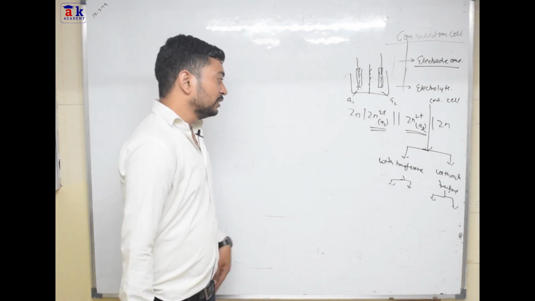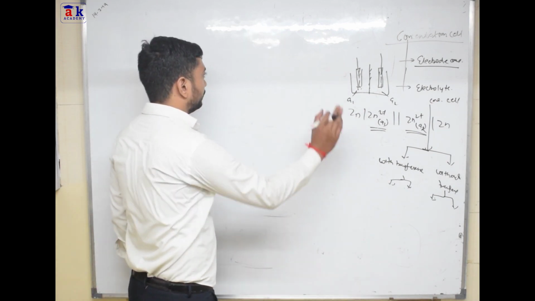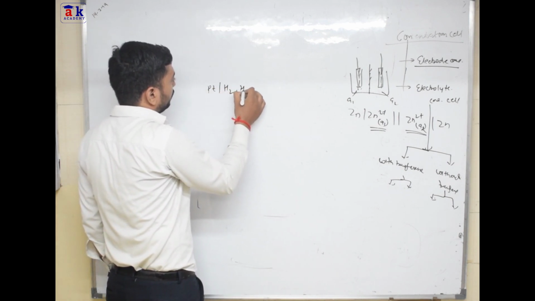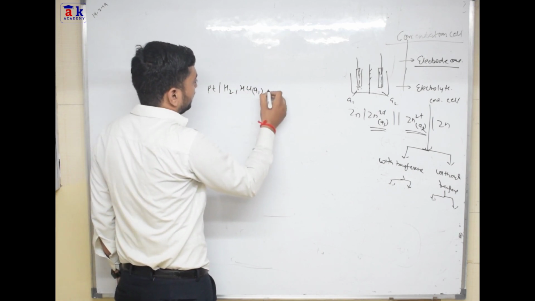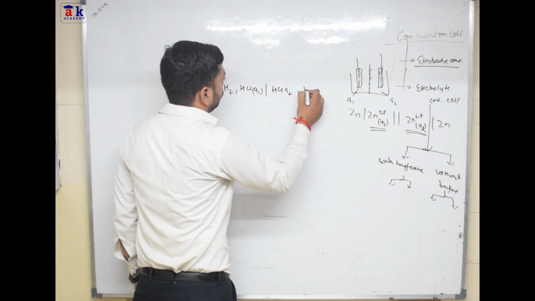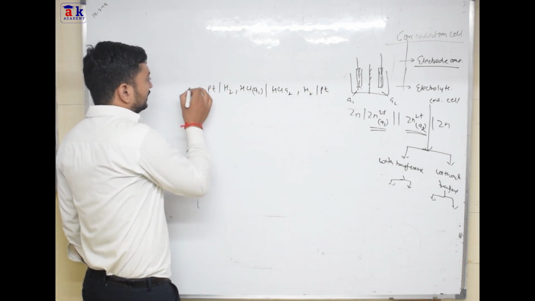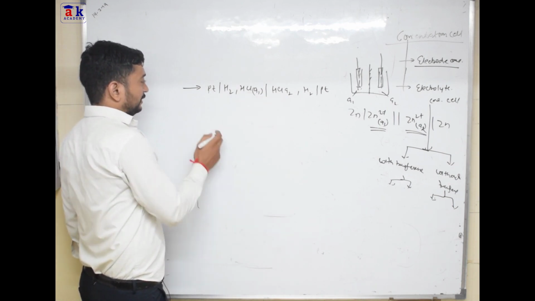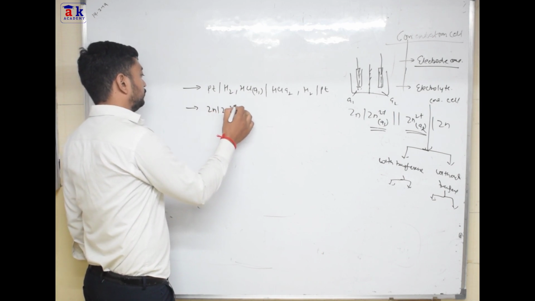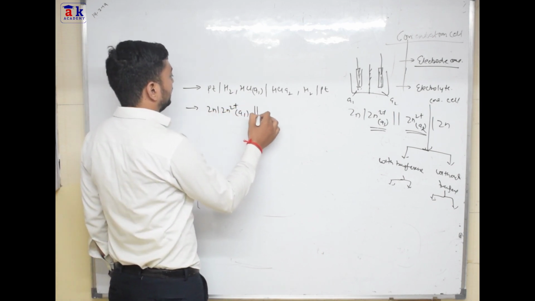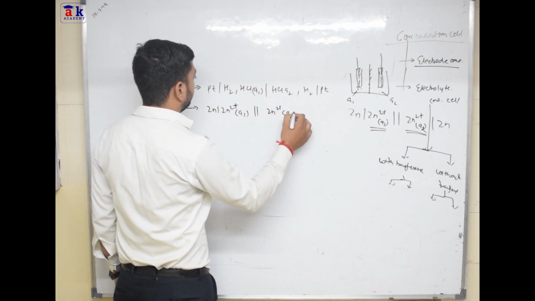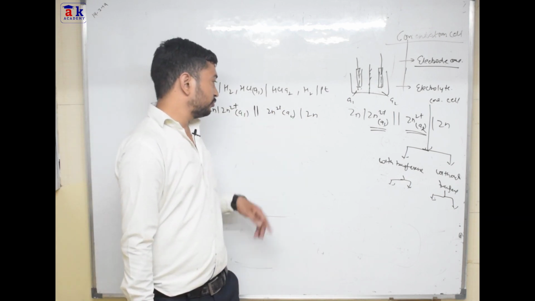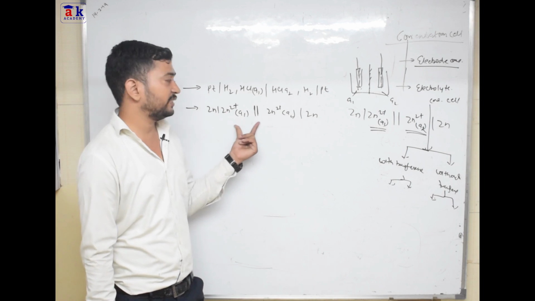Now let's see the examples. In the case of with transference, suppose I have one cell: platinum, here we have H2 and HCl at concentration A1, and here again we have HCl at concentration A2 and H2 and platinum. In this case you can see the HCl and HCl are in direct contact with each other. But if I take this one, this is Zn2 plus, here I have A1 and here I have used a salt bridge, so Zn2 plus with A2, and this is Zn. In this case you can see they are not in direct contact with each other. The solutions of this Zn and this Zn are not in direct contact.